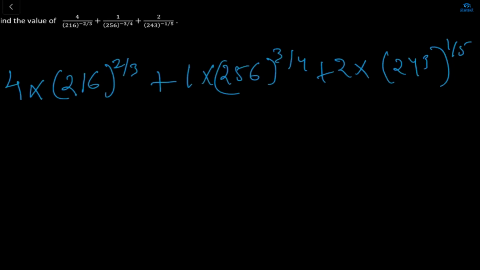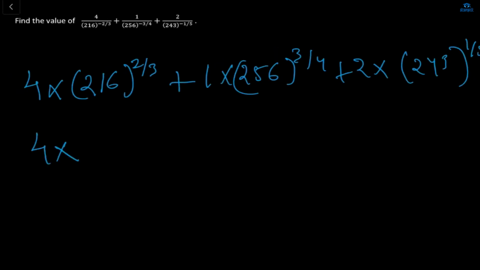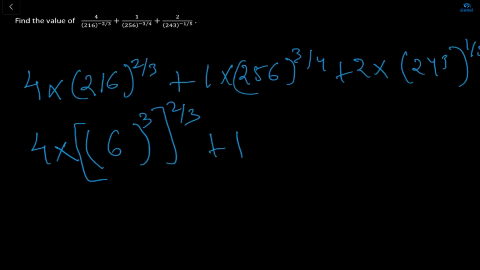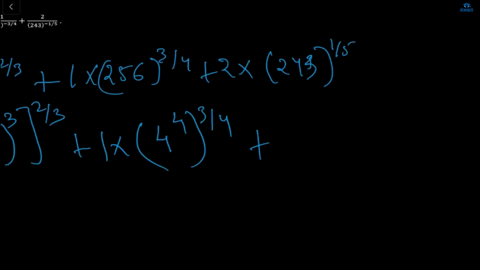Got this, Razi? Yeah. Now 216: try to find a number whose cube root, because you can see 2 by 3, if it is in the cube root form, you can cancel this 3. So it is 6 to the power 3, to the power 2 by 3. 6 cube, 6 times 36 is 216. Plus 1 into 256 can be written as 4 to the power 4, to the power 3 by 4. Plus 243: 2 into 3 to the power 5, to the power 1 by 5.